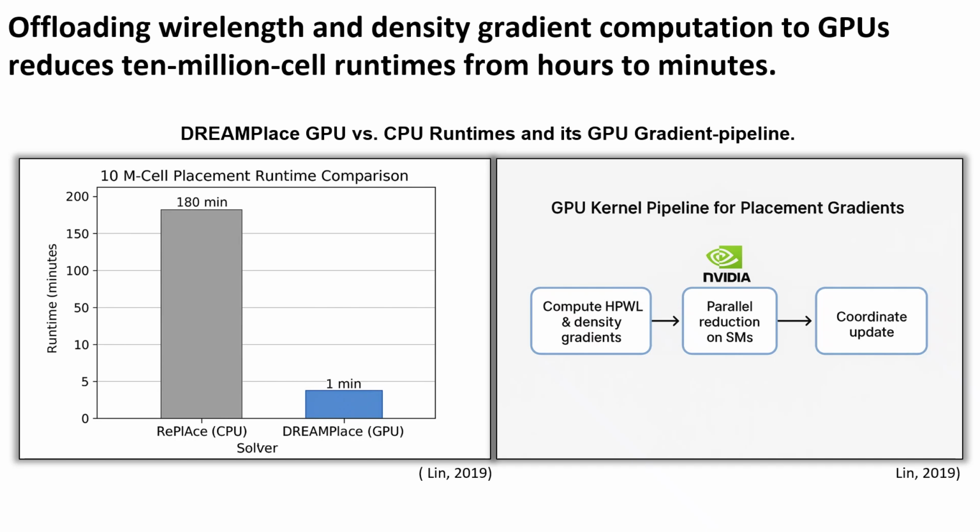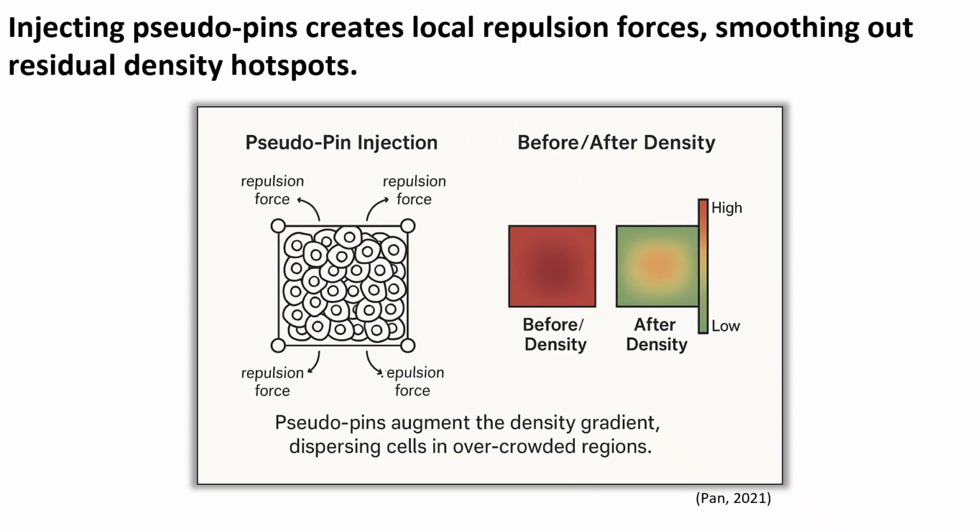The next slide shows how pseudo pins add local repulsion to clear any remaining density hotspots. Injecting pseudo pins creates local repulsion forces, smoothing out residual density hotspots. Some bins still stay overcrowded after the global density penalty. DREAMPlace tackles these hotspots by injecting virtual pseudopins into each congested bin. Each pin emits a smooth, squared distance repulsive force that pushes nearby cells outwards.